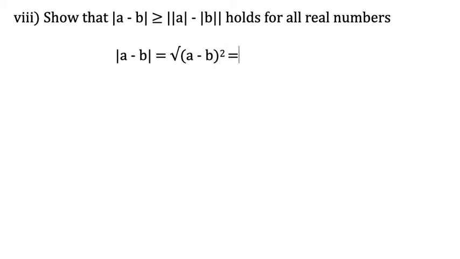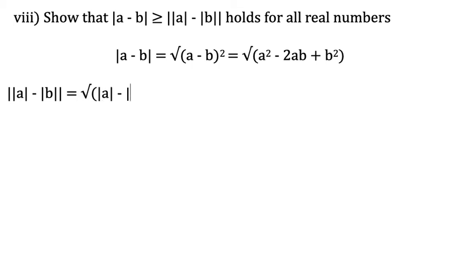Expanding, it would equal the square root of a squared minus 2 times a times b plus b squared. We can do the same for the other side, such that the absolute value of a minus the absolute value of b would give us the square root of the absolute value of a minus the absolute value of b, all squared. This would equal the square root of the absolute value of a squared minus 2 times the absolute value of a times the absolute value of b plus the absolute value of b squared.